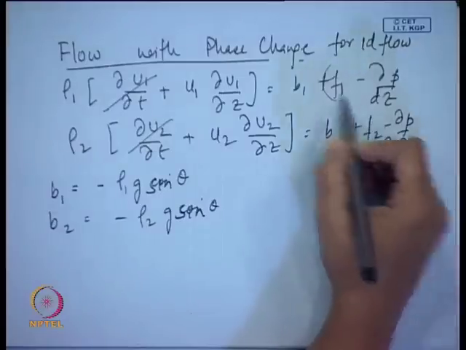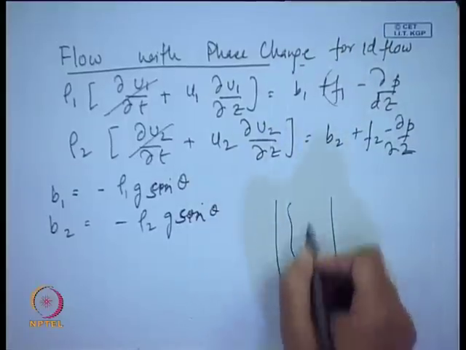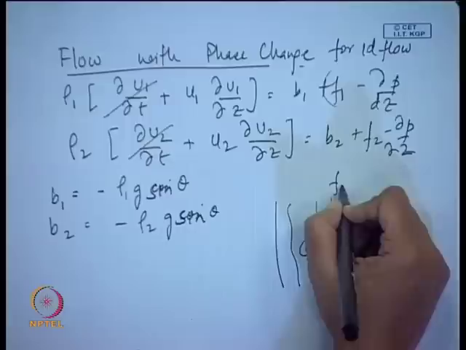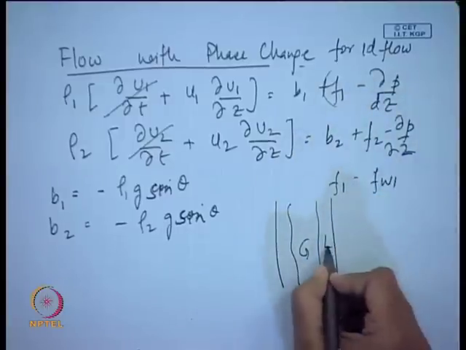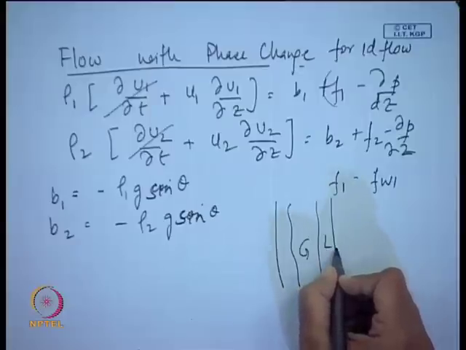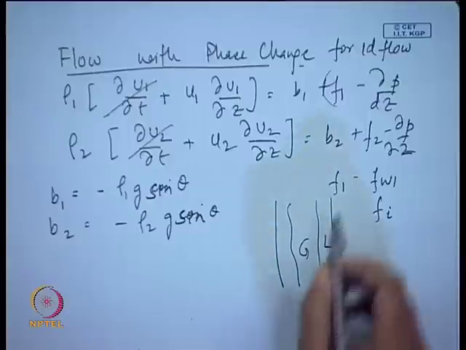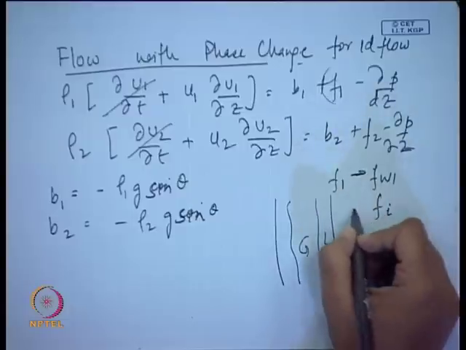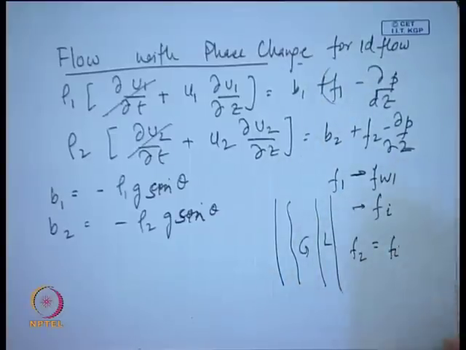So, suppose it is a vertical annular flow. There is a gas core and there is a liquid film. What will F1 comprise of? It will comprise of FW1, interaction of liquid with the wall, agreed, and Fi, the interface between gas and liquid, fine. And what will F2 comprise of? F2 will comprise of just Fi, because there is no wall term, it will just comprise of Fi.